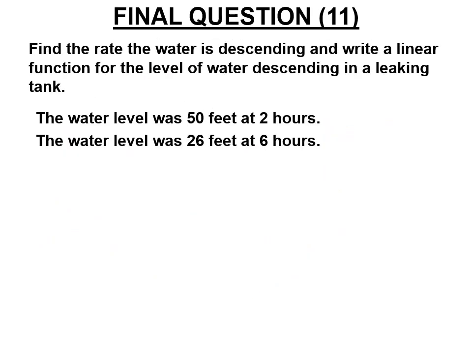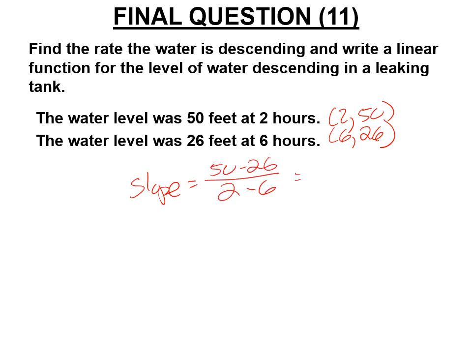Okay, final question. All right, so this is the point. At 2 hours, it was 50 feet. At 6 hours, it was lower. It's going down. All right, so we're going to find our slope. So we're going to do 50 minus 26 over 2 minus 6. 50 minus 26 is 24. 2 minus 6 is negative 4. So it's going down 6 per hour. The rate the water is descending. That means going down. It's going down 6.